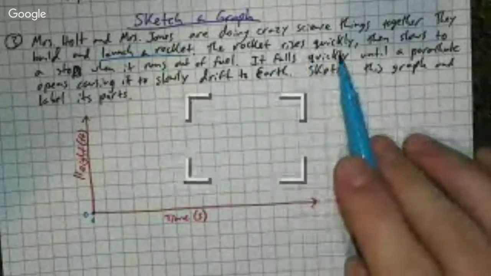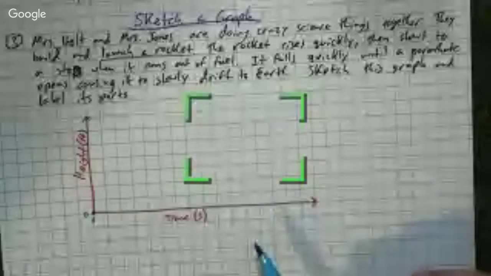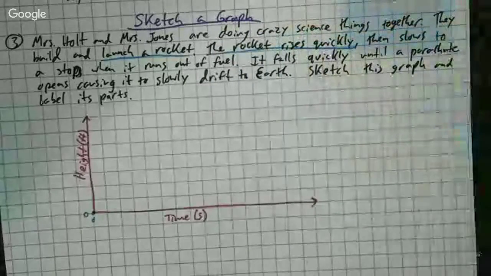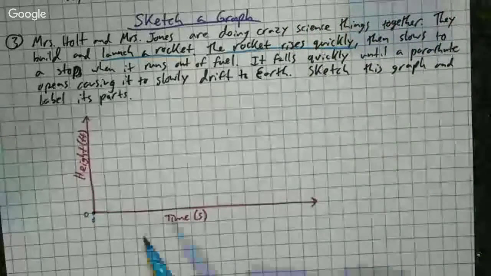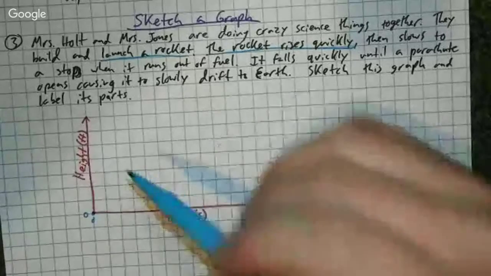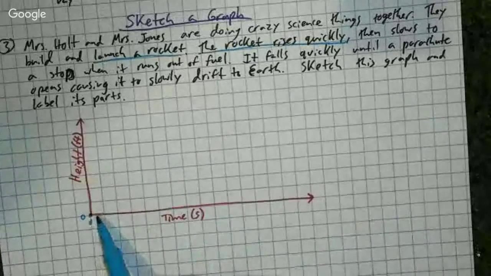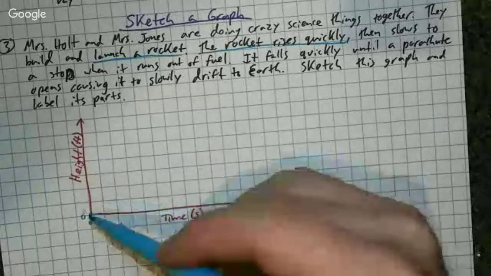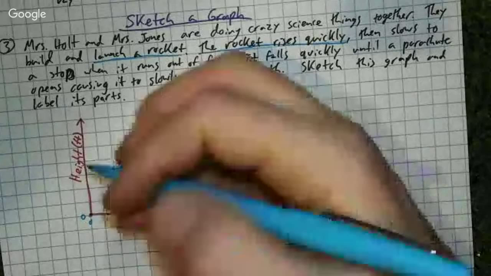The rocket rises quickly, then slows to a stop. So the first thing we want to talk about is the rocket rises quickly. Rises quickly. So that means a small amount of time and a lot of height. So is my line going to go off in this direction? So it's going to go like this.